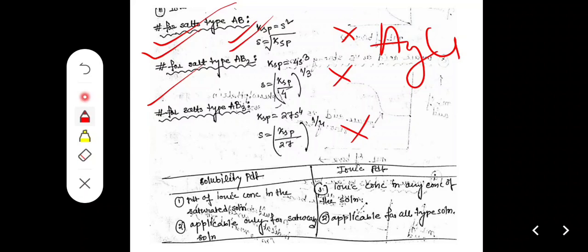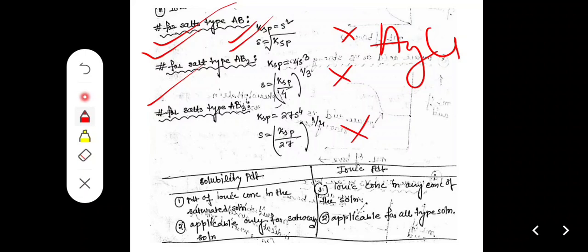Some equilibrium can be established there. For NaCl there is no chance for equilibrium, because NaCl is a strong electrolyte. It always dissociates in the dissolved state into Na plus and Cl minus, so there is no probability of finding equilibrium. So for a salt like AB, Ksp equals S square, and S equals root over Ksp. S means solubility of each ion, and Ksp is the solubility product, or we can say solubility constant.